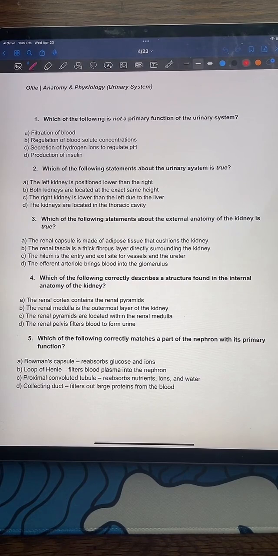Number 1, which of the following is not a primary function of the urinary system?